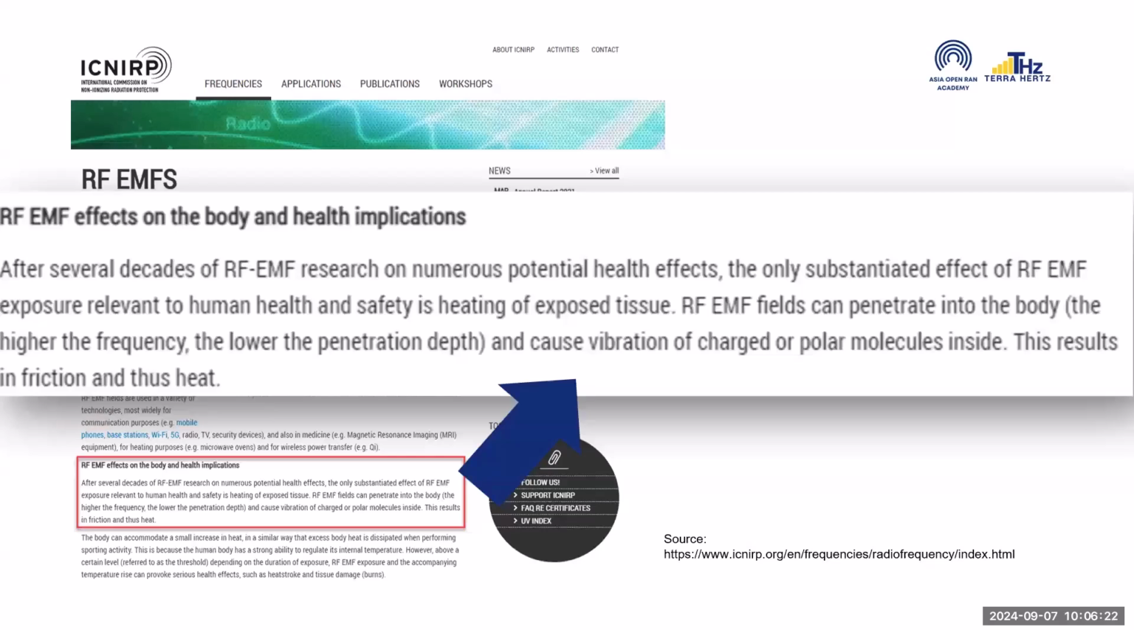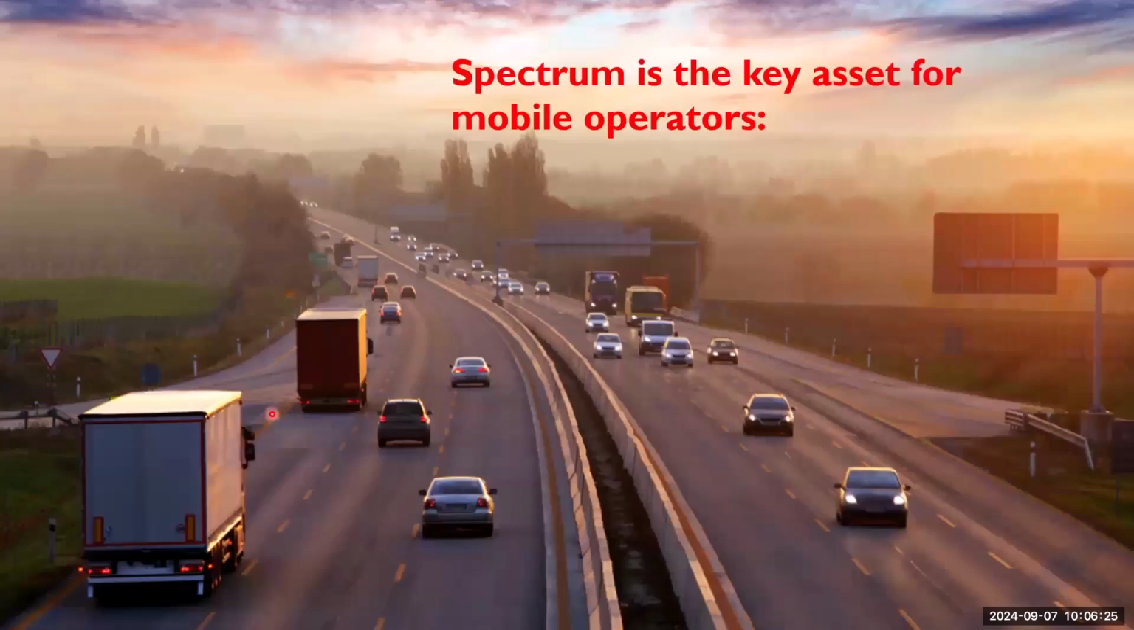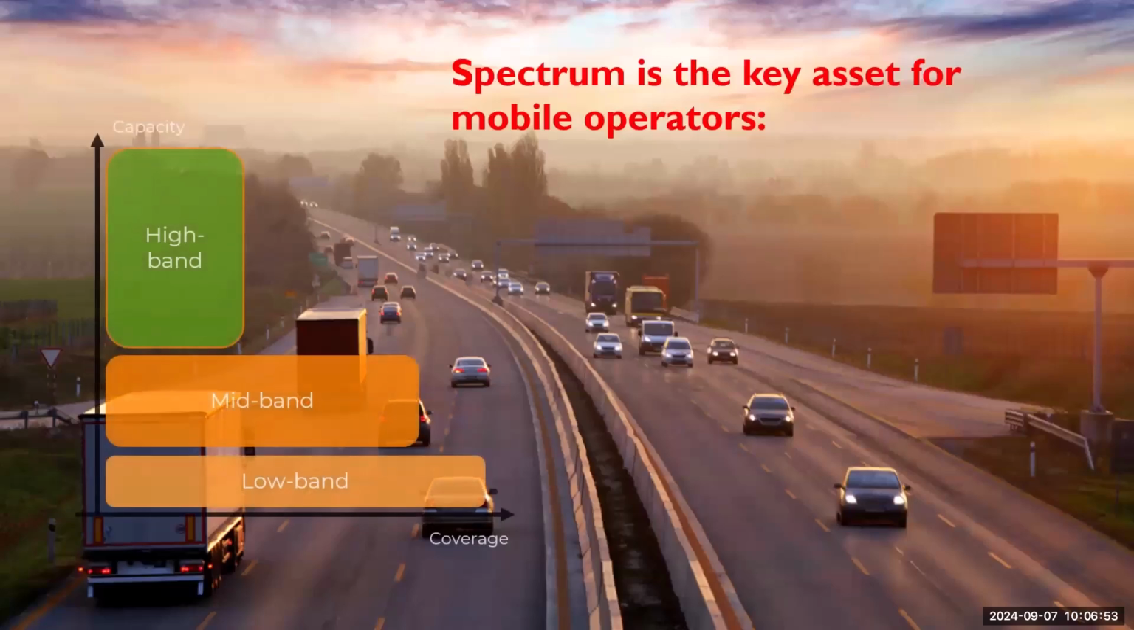Okay? And remember, the frequency is the key asset for mobile operators. If we will not use the frequency, it will be very difficult for us to have wireless connectivity. The frequency is something like a road. The bigger the road, the more capacity that we have. The road takes our data from your mobile phone going to your cell site, and your cell site going to your mobile phone, right? So it gives you enough capacity and coverage.